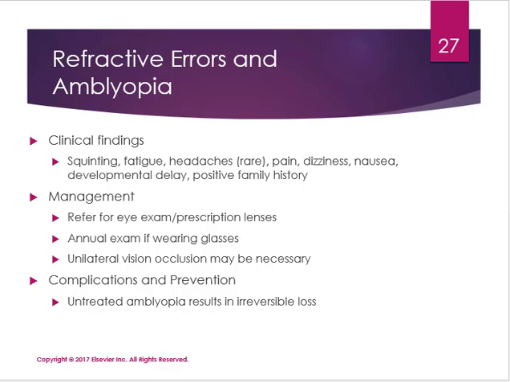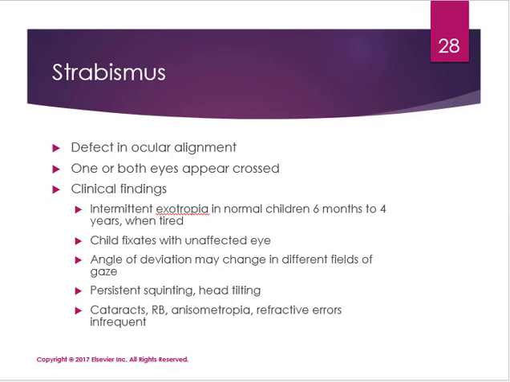Treatment refers to a good eye exam and may require prescriptive lenses, an annual exam if wearing glasses, and unilateral visual occlusion may be necessary. Some of the complications seen if this condition is not treated: you may have some irreversible loss of vision. Strabismus is a defect of the ocular alignment or the position of the eye in relation to the others. It's often called lazy eye, where one or both eyes appear crossed, and since the visual axes are not parallel, the muscles of the eyes are not coordinated.